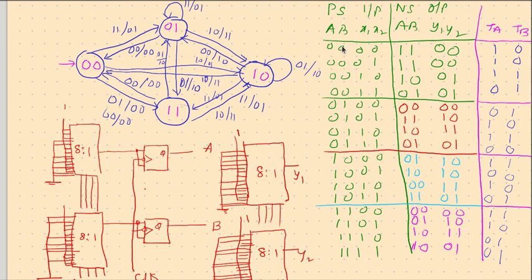So for B, 0, 1, there should be a change. I'm sorry, 0, 1, there should be a change. 0, 0, there is no change. And 0, 1, there is a change. So that's the way we should look at it, and finally come out with these values.